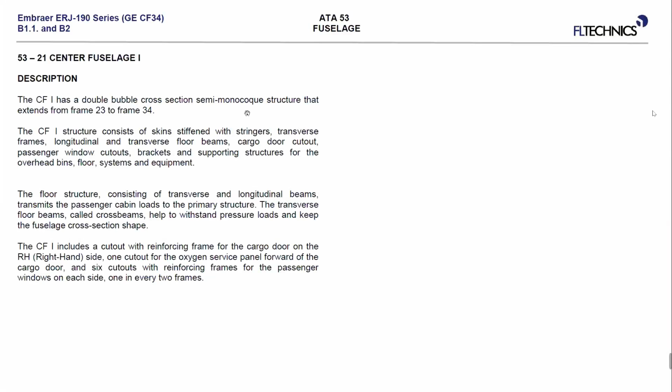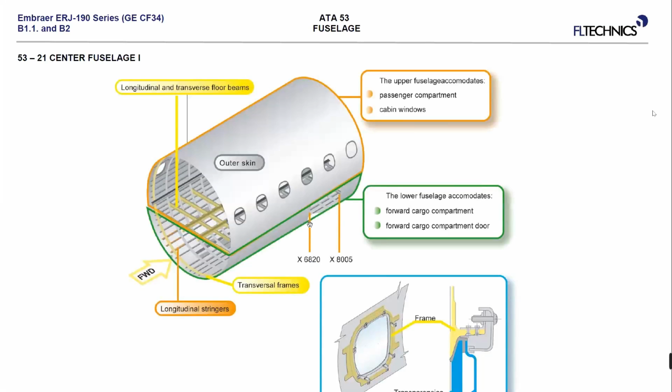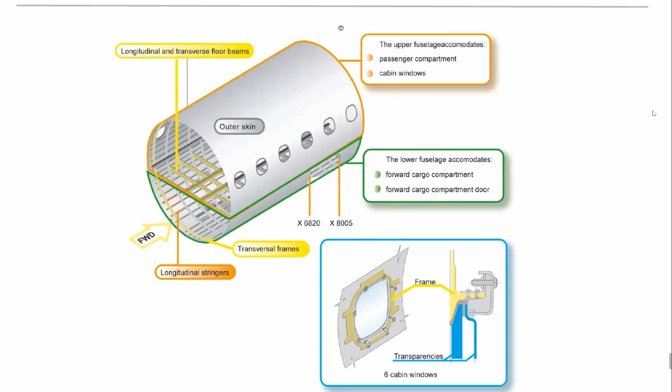Skins stiffened with stringers, transverse frames, longitudinal and transverse floor beams. We have a cutout for the cargo. We have cutouts for the passenger windows, many of them. We have brackets and supporting structure for the overhead bins, floor structure, and some system equipment. Have a look.